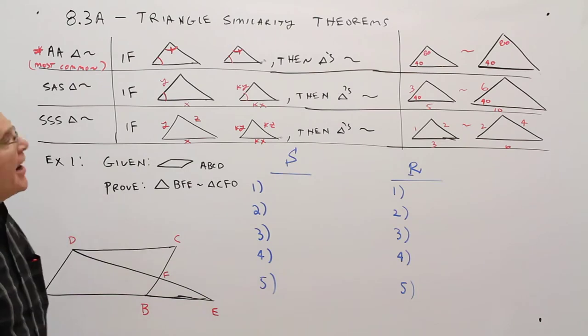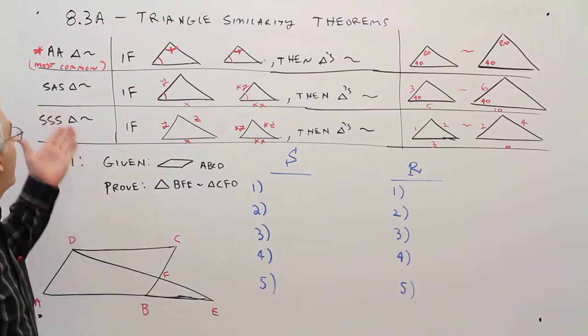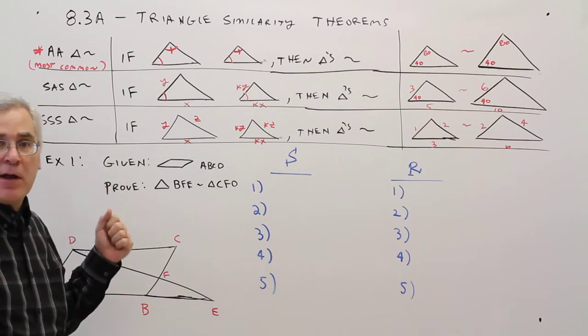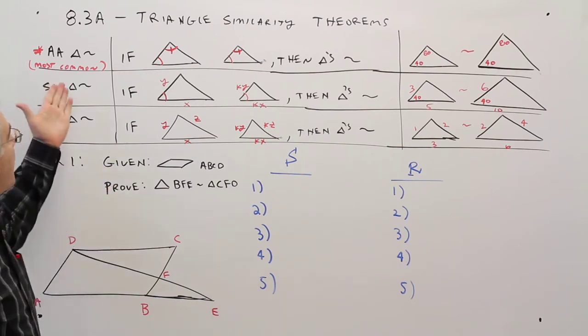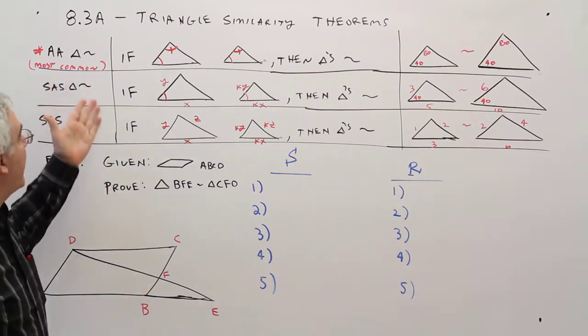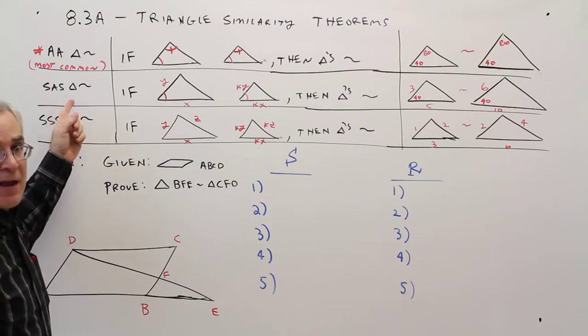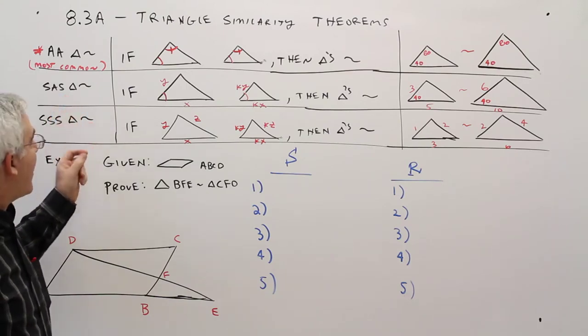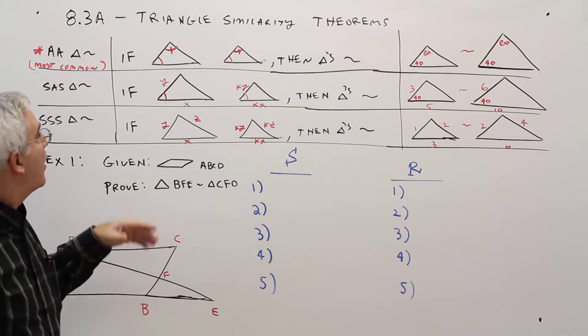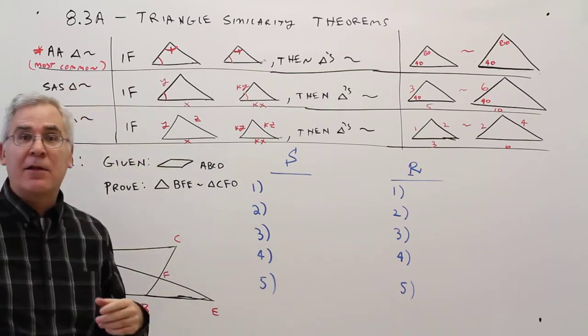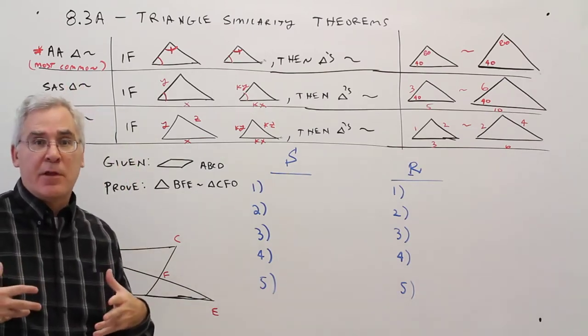Welcome to video 8.3a, Triangle Similarity Theorems. So here's the three triangle similarity theorems. The first one's angle-angle similarity, then side-angle-side similarity, and side-side-side similarity. Note that angle-angle triangle similarity is the most commonly used one.